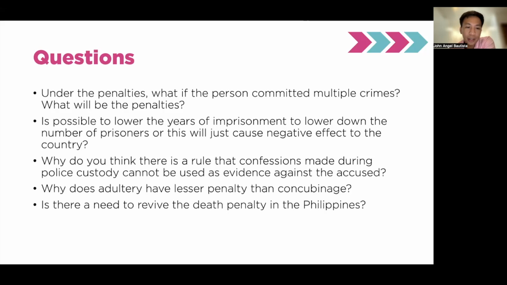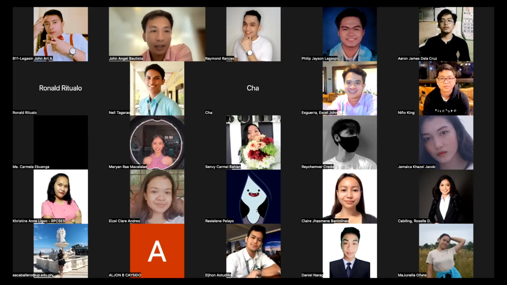Okay. Next, is there a need to revive the death penalty in the Philippines? I don't think there is a need. I only think that we need to be more, parang dapat nating increase ay yung rate ng prosecution sa Pilipinas. I think this ends the questions na sinend nyo sa atin.